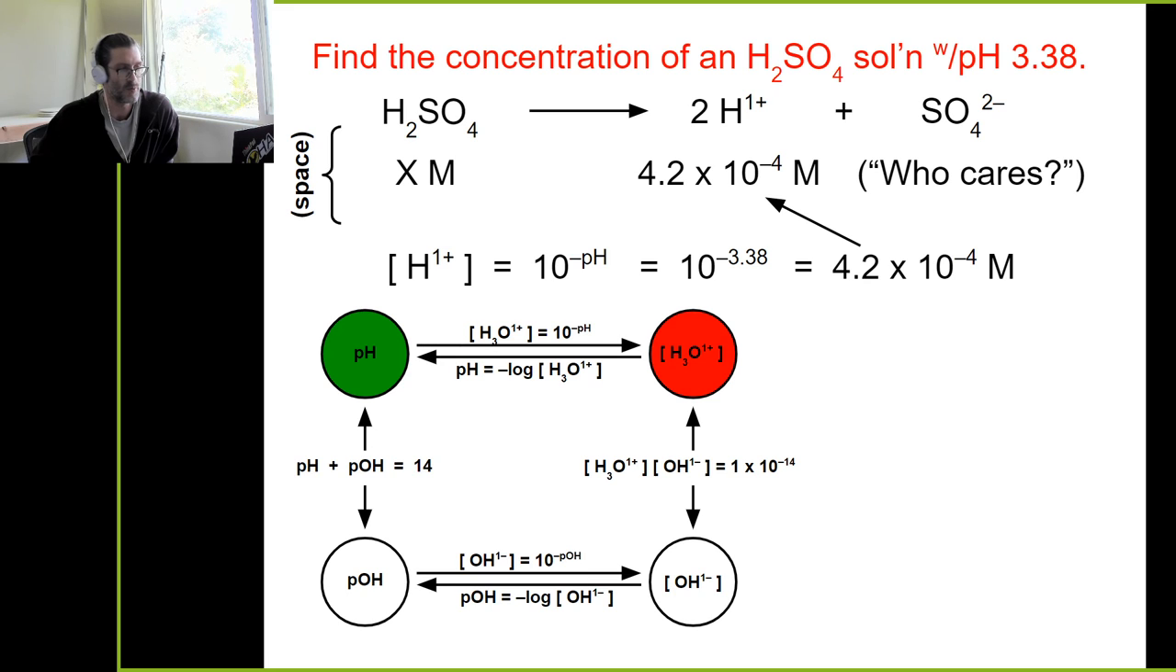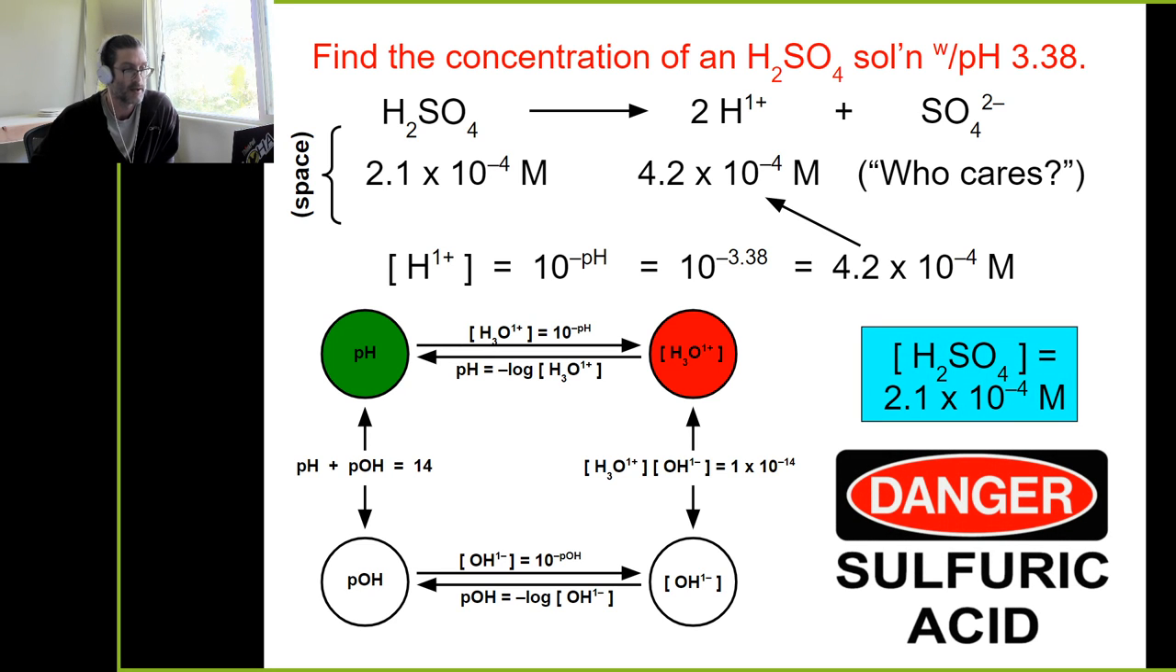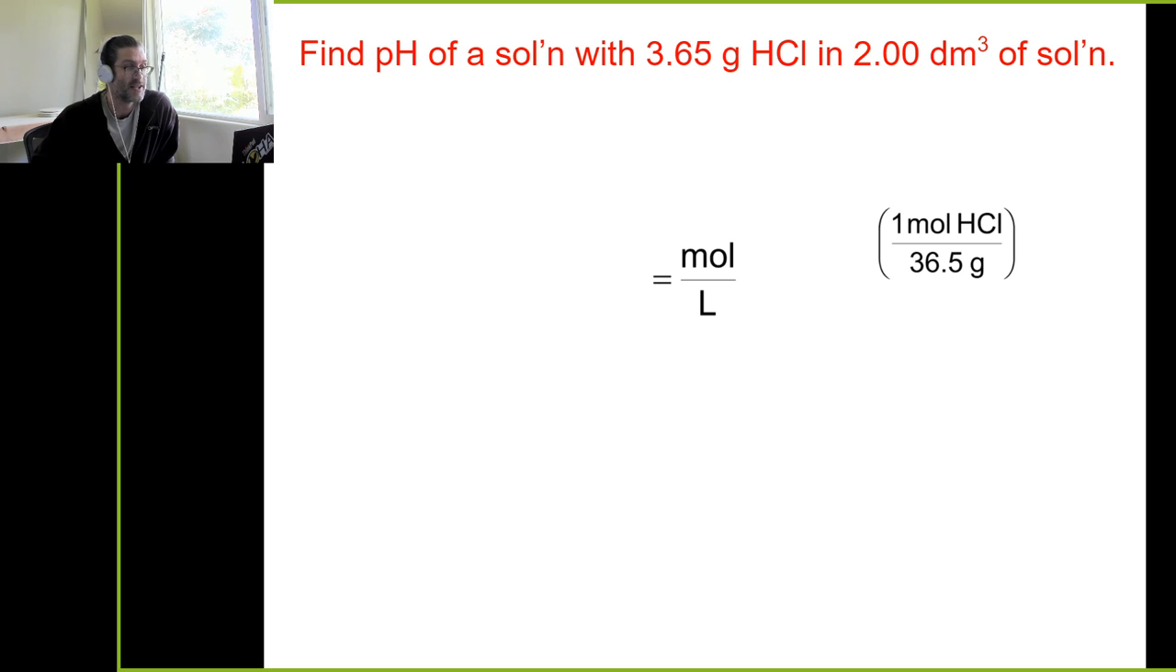So we want to know what concentration that is. We have to divide our concentration by however much acidity it contributes, right? So we have to convert back. And we've spent a lot of time doing that in notes. So we have a sulfuric acid solution that's 0.21 millimolar, but it's sulfuric acid, so it's still dangerous, I guess. Not very concentrated, though. All right.